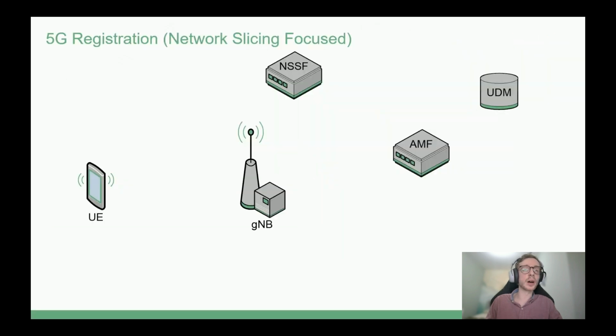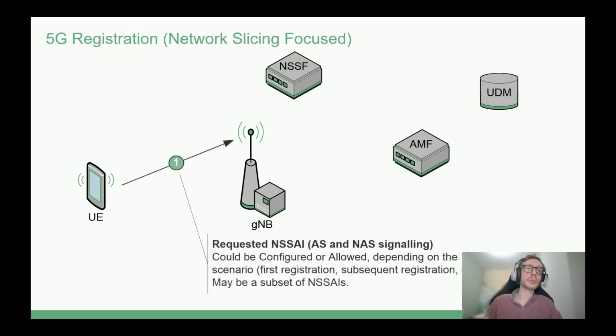So here we've got a registration procedure, which is network slicing focused. We've got our user equipment, and during the registration procedure, it's going to pass up that NSSAI list. And remember, that's going to pass to the gNodeB, and the gNodeB is going to pass it onwards to the AMF.